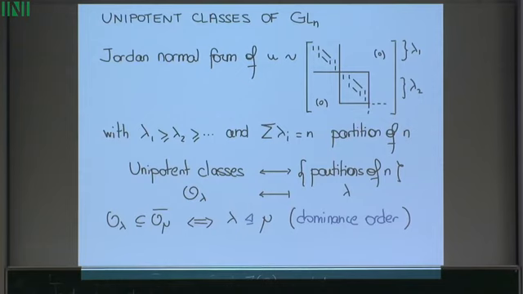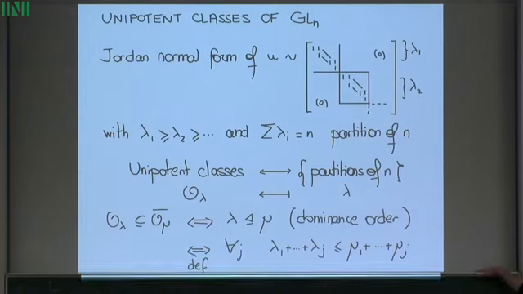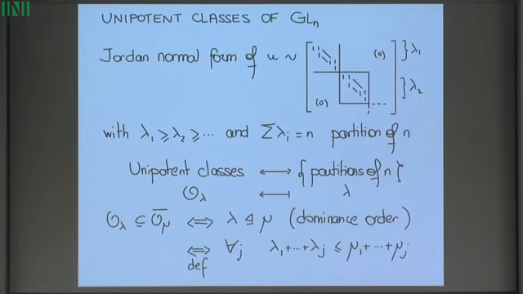If you don't know what it is, it's just like mu will dominate lambda if the sum of the first terms of lambda is smaller than the sum of the first terms of mu, for every partial sum starting with the biggest, with the largest term. Okay, so that's for GLN.